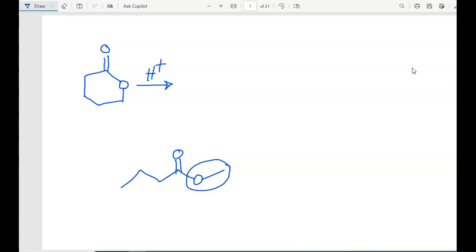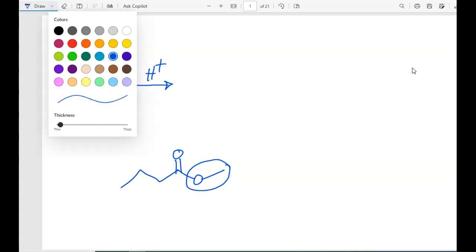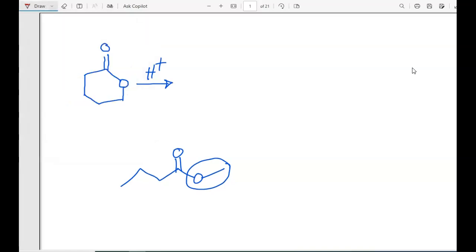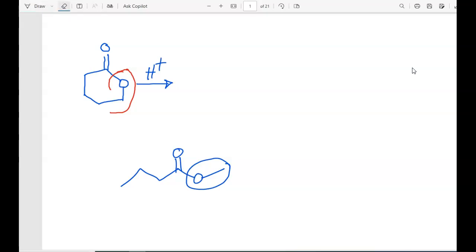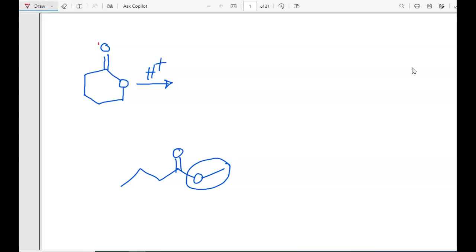However, in this case, we are now faced with a cyclic ester, where this is the alcohol part that is going to be replaced. But because it is a cyclic ester, the alcohol is going to still stay with the molecule. And so it generally begins with the protonation of the carbonyl carbon to get it activated. So we have the protonation.